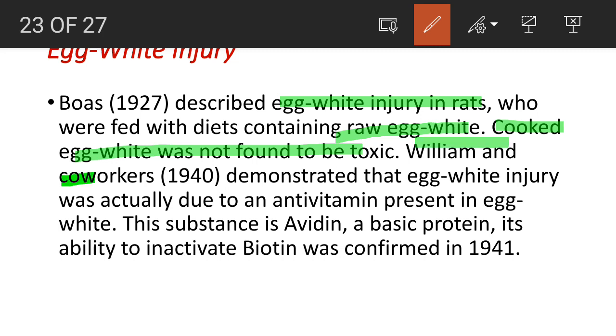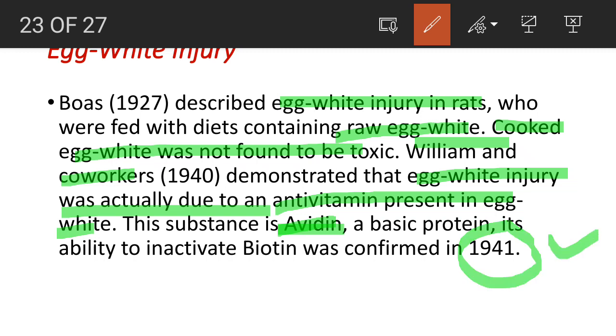William and co-workers in 1940 demonstrated that egg white injury was actually due to an antivitamin present in egg white. This substance is avidin. Avidin is an antivitamin, a basic protein. Its ability to inactivate biotin was confirmed in 1941, a year later. So egg white injury is because it contains avidin, a basic protein which has the ability to inactivate biotin.